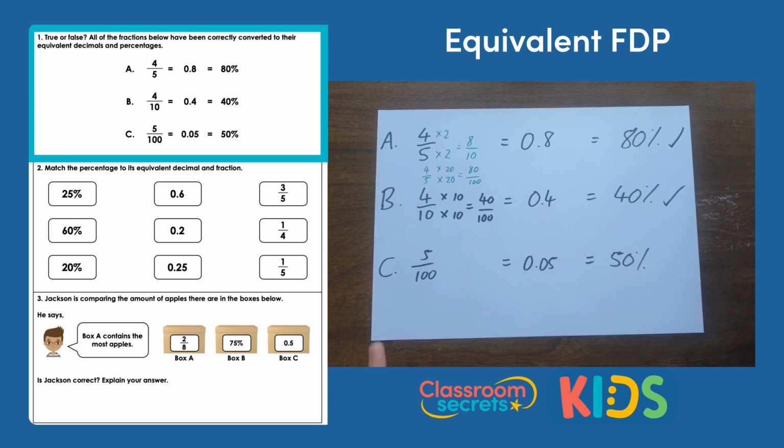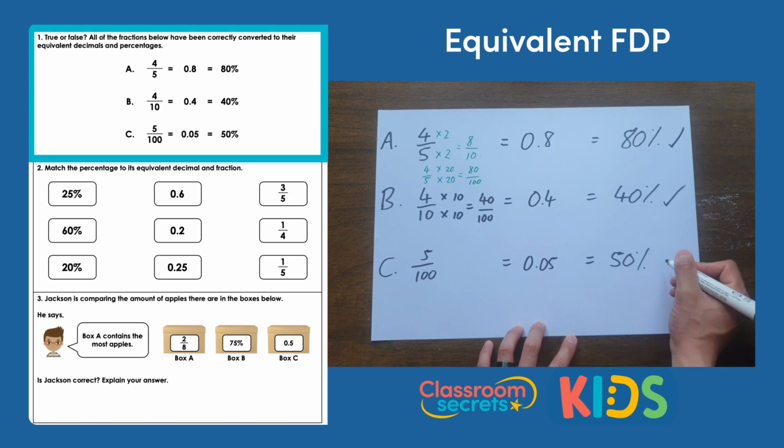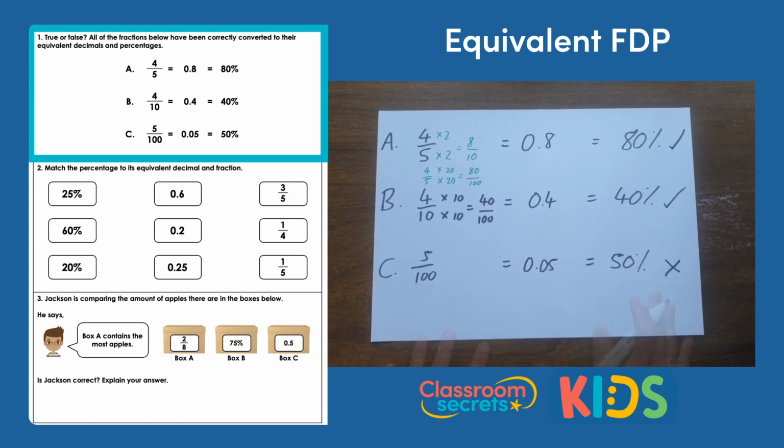So last but not least, we've got C, which is 5 over 100. So straight away, that's already a fraction out of 100. We can compare it to our 50%, and we know that's incorrect straight away because 5 over 100 is the same as 0.05 because we've got 5 hundredths. So that's fine. However, it isn't the same as 50% because 50% would be 50 over 100. So that one is incorrect. So the answer to this statement is false. A and B have been correctly converted, however, C hasn't.